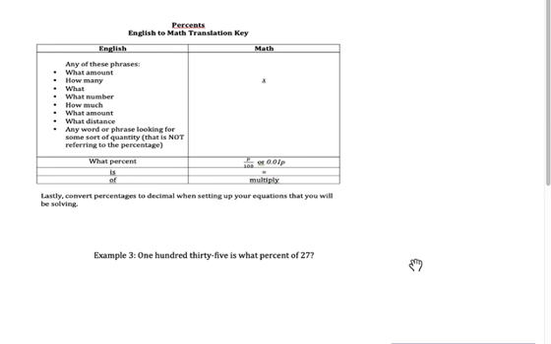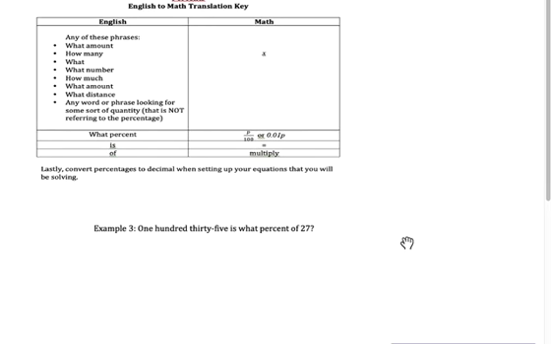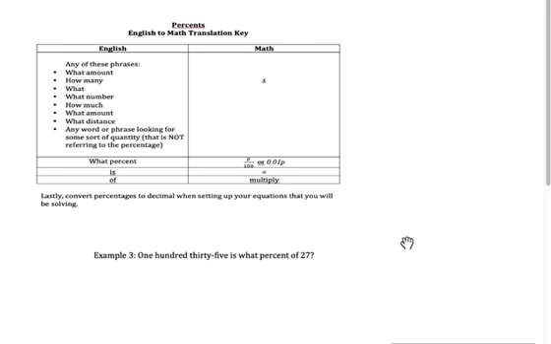Example 3. It says 135 is what percent of 27? Now it looks like I'm going to be solving for a percentage. I'm going to still do the translation the same way that I've been doing it. But now when I see what percent, what am I going to replace that with? Well, I'm going to replace it with 0.01p. So let's start right here, 135. In English to math, that's going to look like that. Now about the word is, what does that translate as?